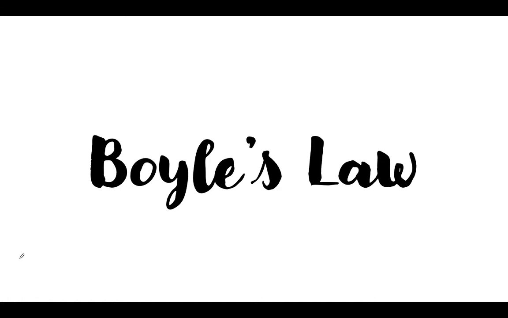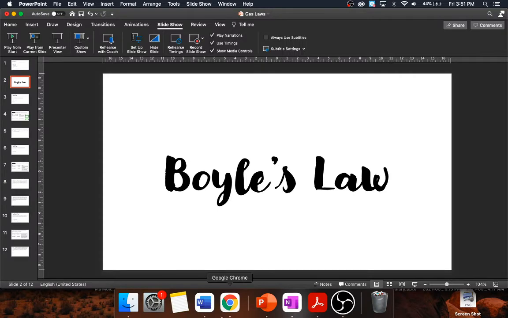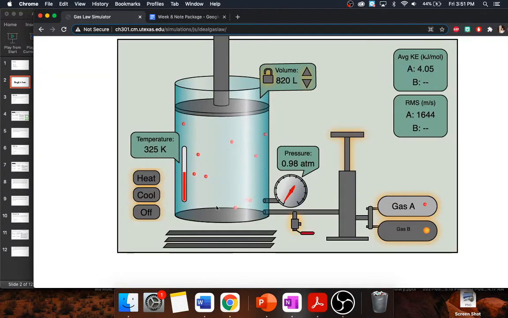And what happens if you decrease the volume of that gas? What happens to the pressure? So let's take a look at a simulation and see if we can see this occurring. In this simulation, I'm going to keep the temperature constant, at 325 Kelvin.